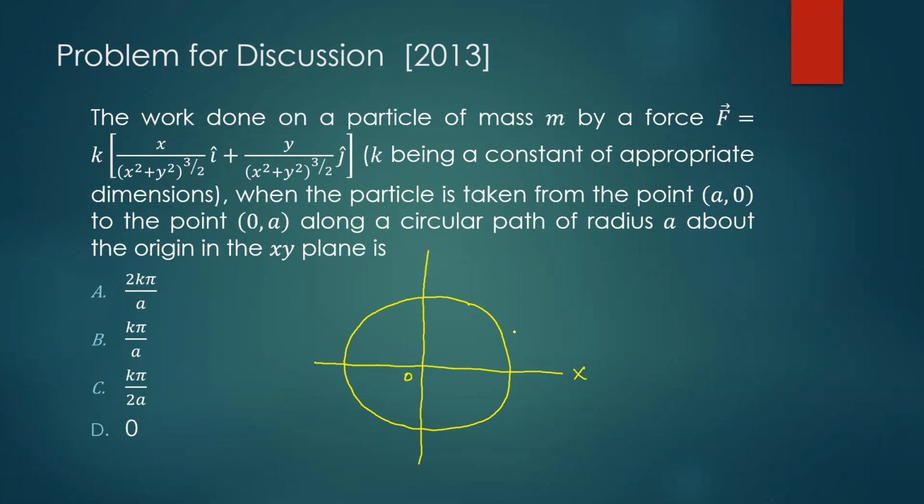So this is x, y. Now, if you look at the force, when the particle is, let's say, at some location here, x comma y, which direction is the force? The denominator is anyway the same. So at this location, let's say this is x and this is y. Now, what is the direction of the force here?